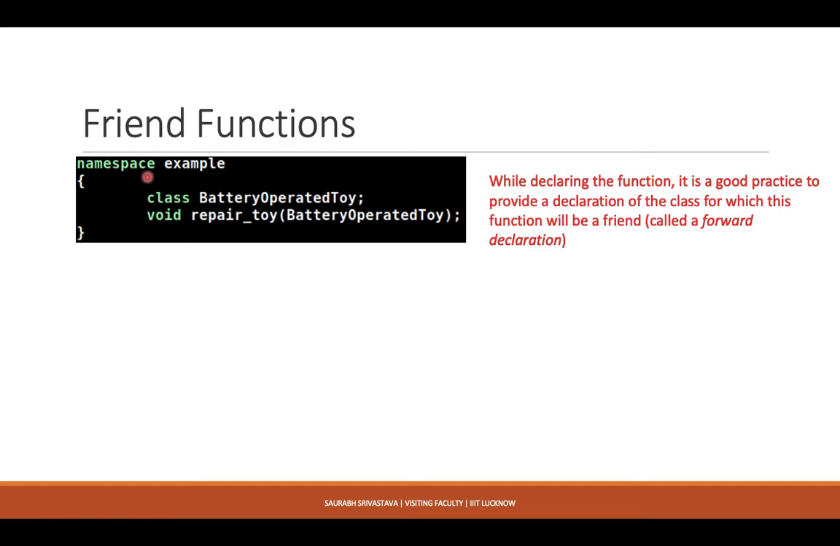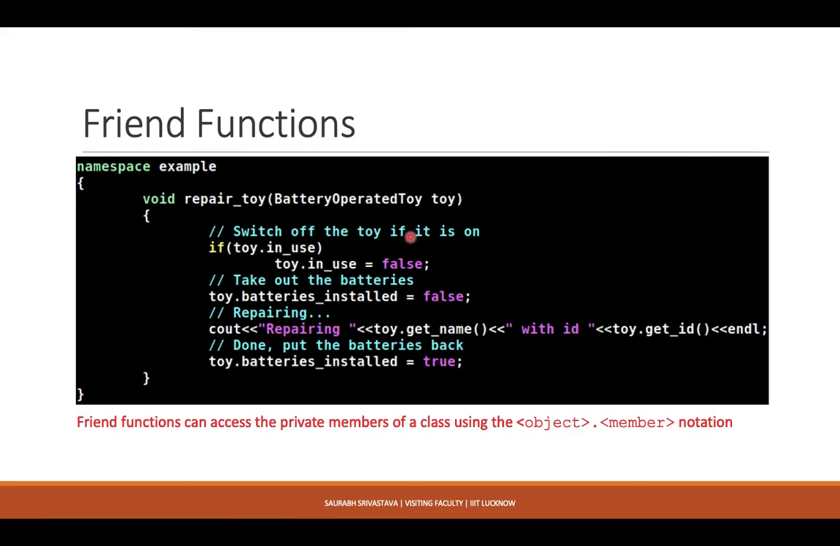So basically, I just say that later on you are going to find a class called battery operated toy, and this function is going to take an input of this particular type. And this is how friend functions could be defined.